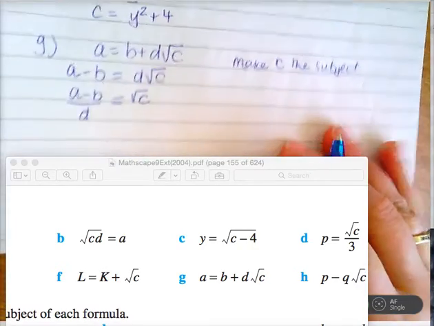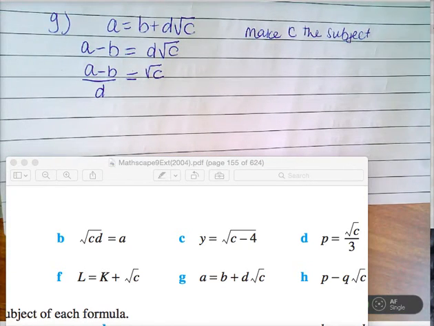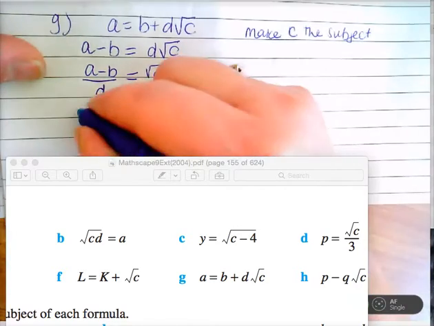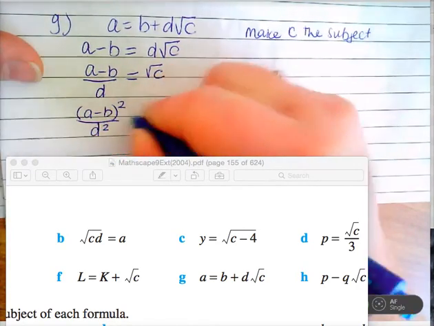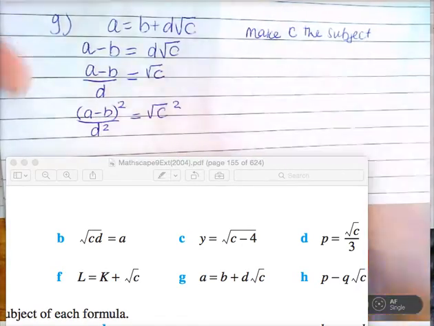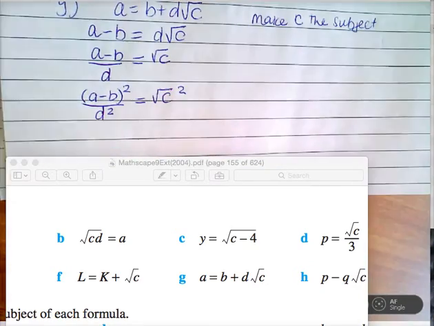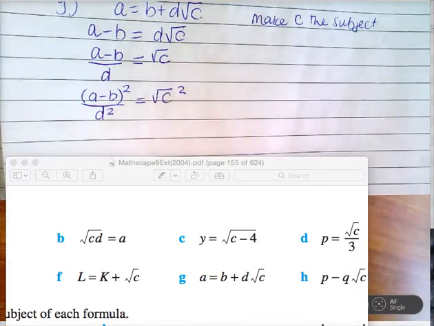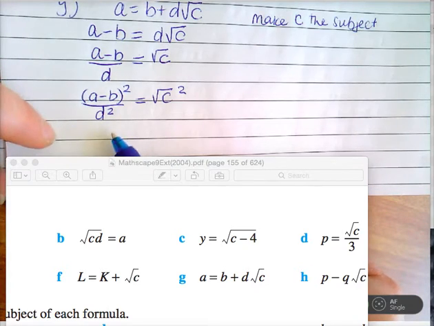Now we've got a square root. To get rid of the square root, you need to square both sides. But you've got to square the numerator and the denominator. You can just put it all in brackets. When you square all of it, you've got to square the numerator and the denominator. Now you've got A minus B squared over D squared equals C.